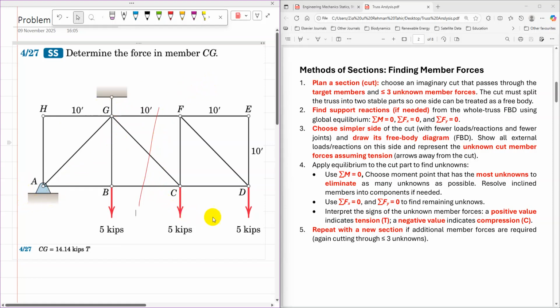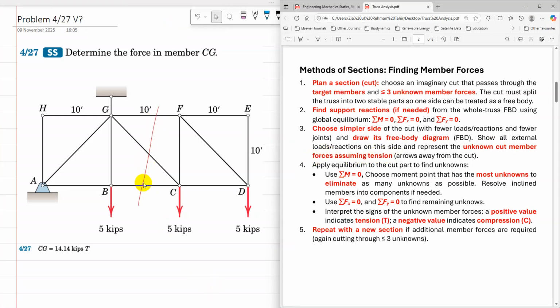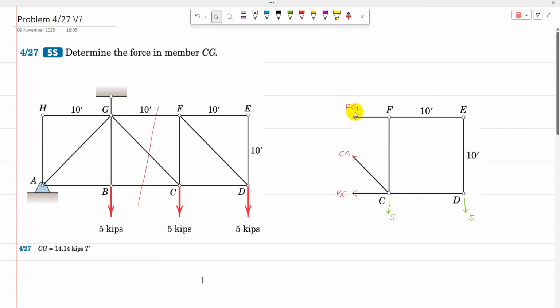I'm going to select the right side of the cut and then draw its free body diagram by showing all external loads, reactions on this side, and representing the unknown cut member forces assuming tension. On the cut there are three unknown member forces, FG, CG, and BC. They are represented here, all three, and I have assumed them in tension. And then two known forces at points C and D, 5 kilopounds each, are represented there.